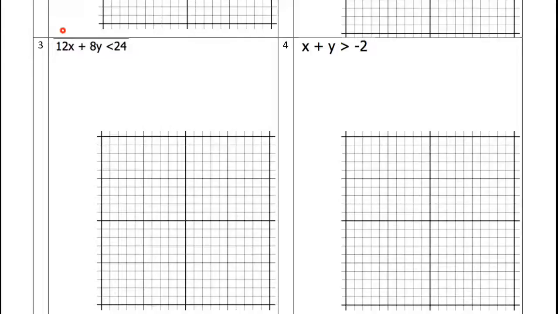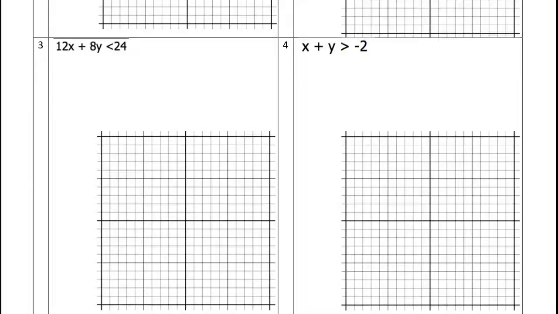In these inequalities, these are not solved for y the way they were yesterday, which means I have to solve this a little bit differently so that I can graph my line. One thing I notice is that 12 can easily divide into 24, and so can 8. So 24 is a multiple of both 8 and 12.